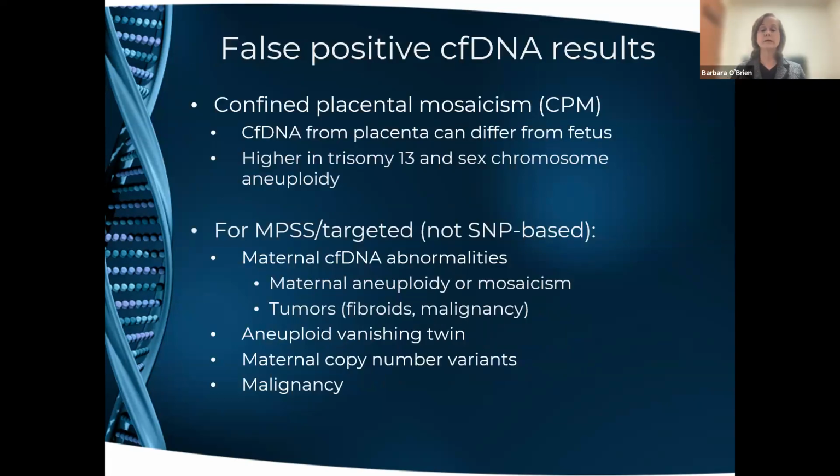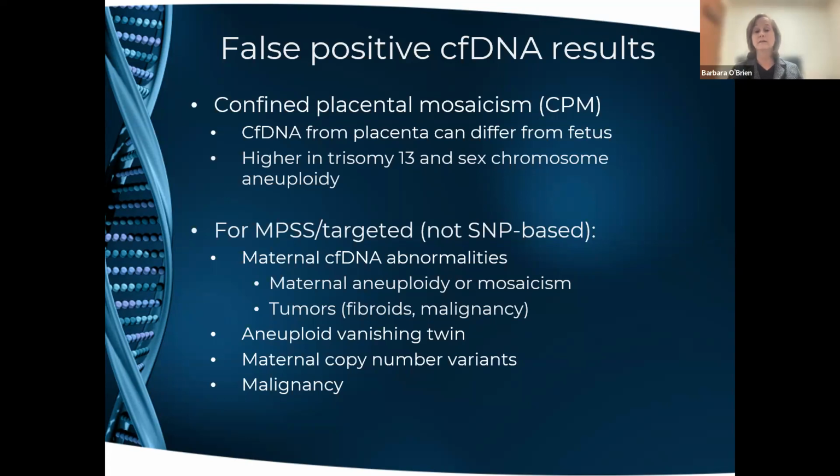Okay, so we do hear about false positive cell-free DNA results. How can we get false positive cell-free DNA results? The most important concept to consider is something called confined placental mosaicism. This is when the cell-free DNA result from the placenta can differ from the fetus. And it's higher in cases with trisomy 13 and sex chromosome aneuploidies.